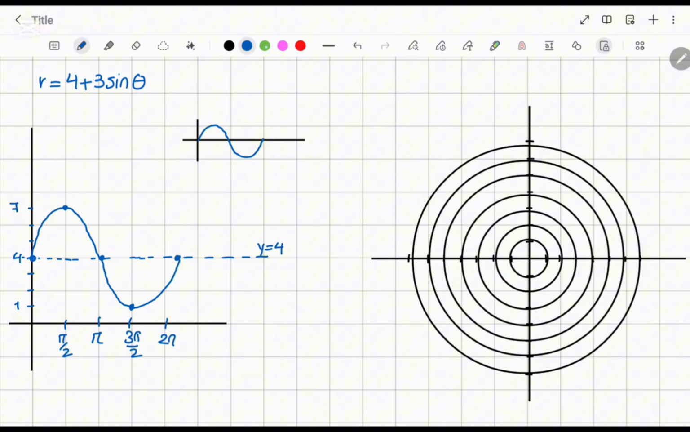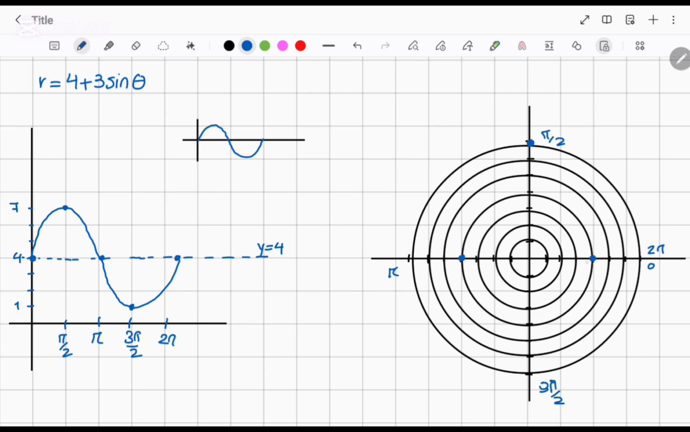And after here, I'm going to go for graphing it on the polar coordinate plane. So on 0, this is going to be 0, pi over 2, pi, 3 pi over 2, and 2 pi. So on 0, my graph is at 4. 1, 2, 3, 4. That's going to be my graph. On pi over 2, it's at 7. On pi, it's at 4 again. 1, 2, 3, 4. So let's do it together.